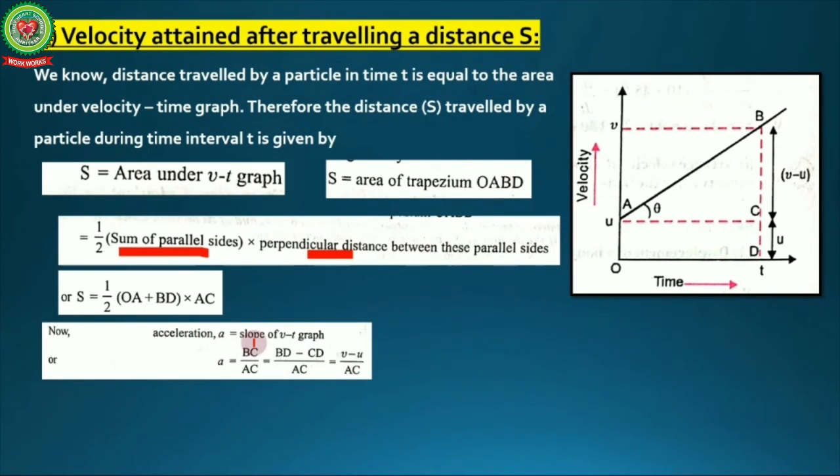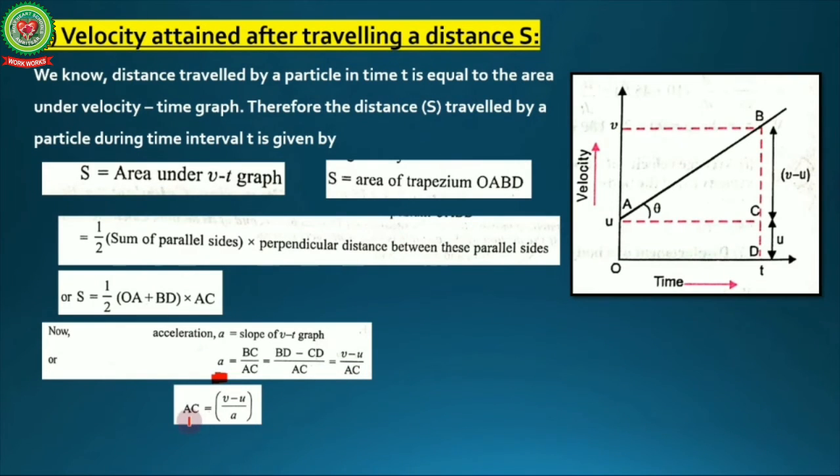Now acceleration is equal to the slope of the v-t graph. Here we are not using v is equal to u plus at. Here we are going to use a is equal to BC upon AC. We know that BC is equal to BD minus CD. Therefore, a is equal to (BD minus CD) divided by AC, and BD minus CD is v minus u, divided by AC. Therefore, AC is equal to (v minus u) divided by a. We got this equation by cross multiplying a is equal to (v minus u) upon AC.